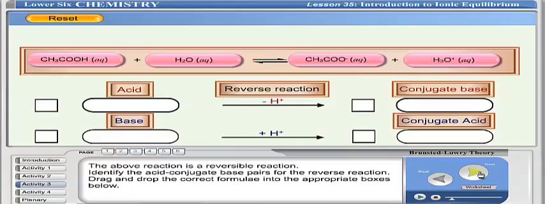The above reaction is a reversible reaction. Identify the acid conjugate base pairs for the reverse reaction. Drag and drop the correct formulae into the appropriate boxes below.